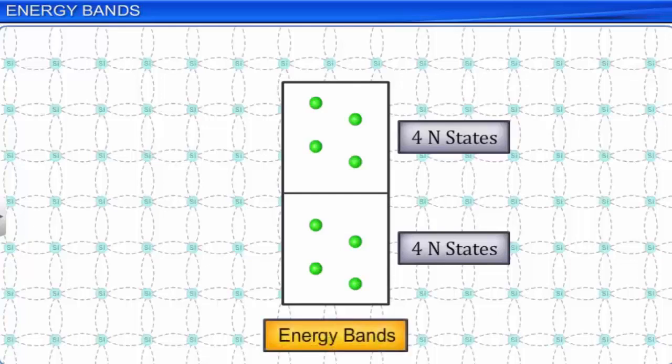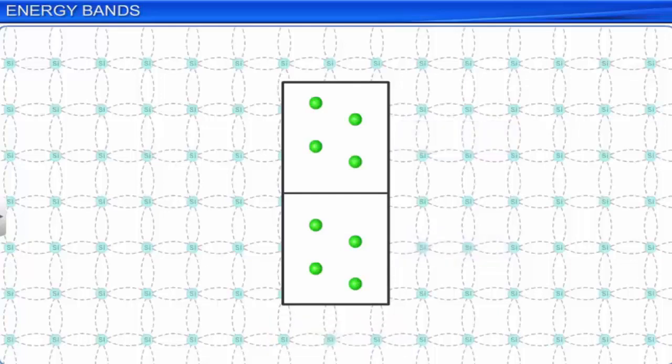For a silicon atom, the lower 4n energy states contain electrons that are in bonding, and such energy states are called the valence band. Therefore, the term valence band refers to a group of energy levels which contains bonded electrons.